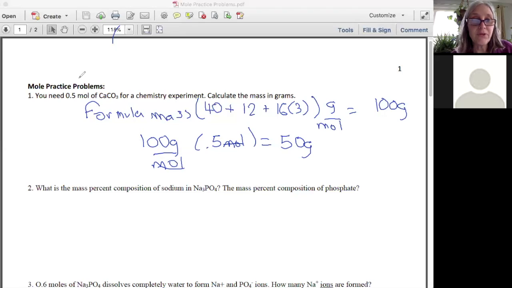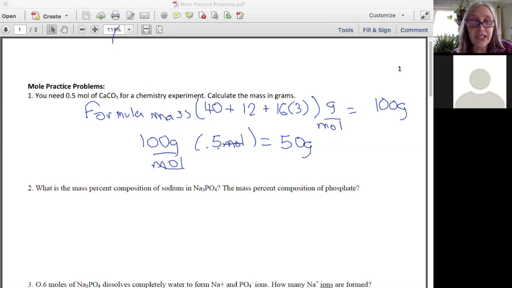This is very useful because if we need 0.5 moles of calcium carbonate, which we might need if we know we need that to react with a certain amount of something else, it's hard to know how to get that much unless we switch it to grams. Now we can easily weigh it out on a balance and get exactly 50 grams, which is what we need.